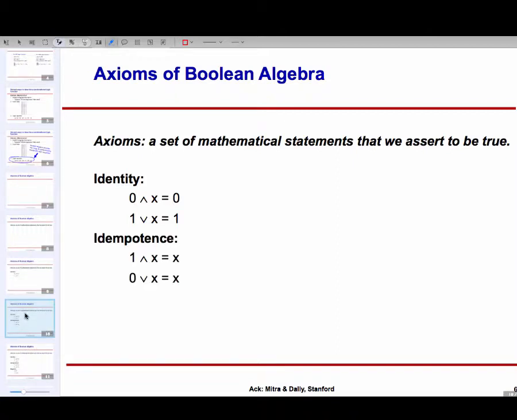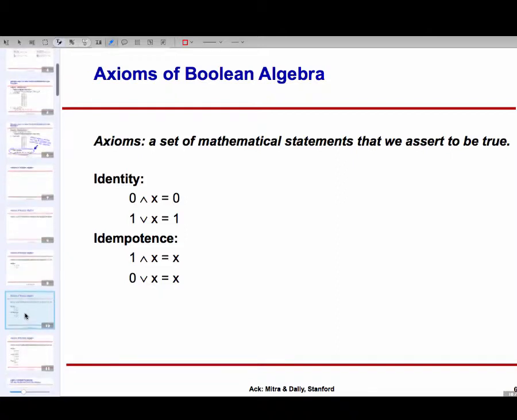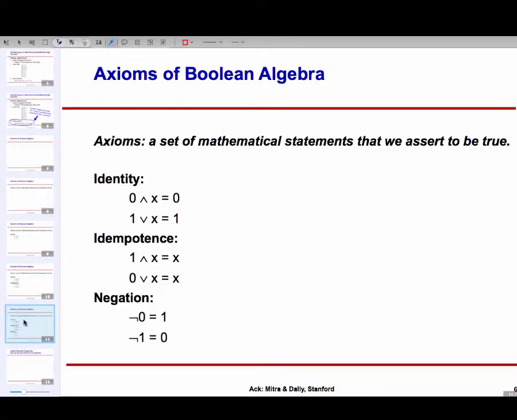These are properties. Idempotence is basically saying 1 and x is x. And if you think about it, it makes sense. 1 and 1 will be 1, and 1 and 0 will be 0. So therefore, 1 and x would be x. 0 or x is x. And that also stands to reason because 0 or 1 is equal to 1, and 0 or 0 is 0. So again, it holds true for an arbitrary x. So identity, idempotence, negation. Not of 0 is 1, not of 1 is 0.